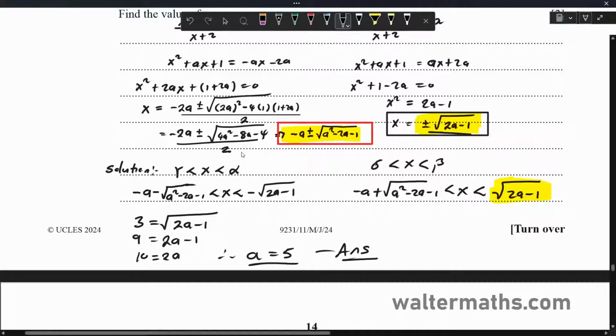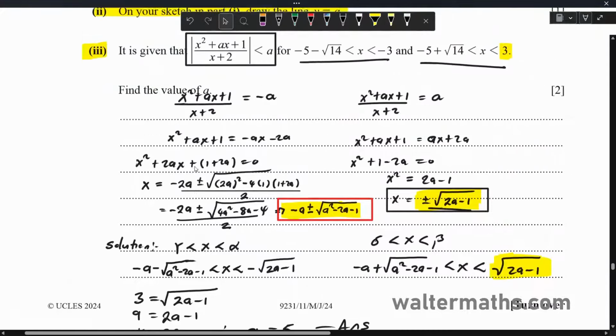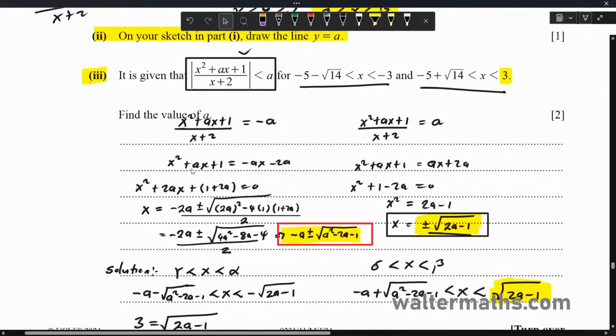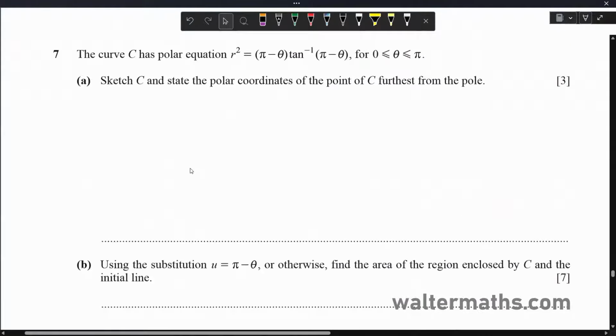Okay, well, I don't know. It's a bit of a wild question, but I don't know if you understood what I did here. I understand. You do. Okay, perfect. Perfect. Now we need to move on to the next question, which is question number 7.